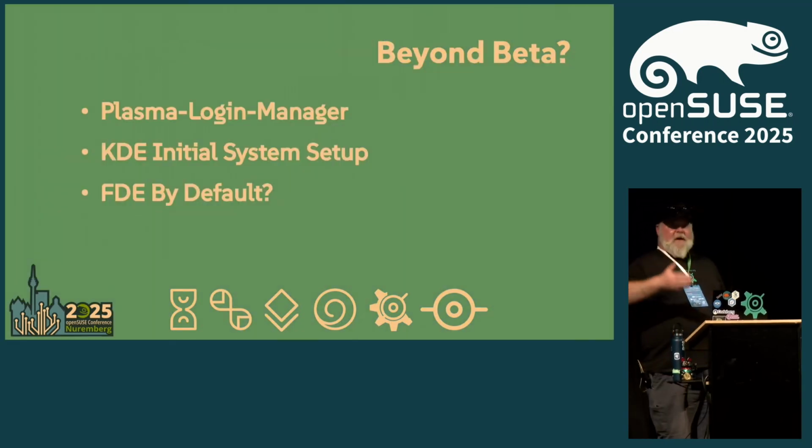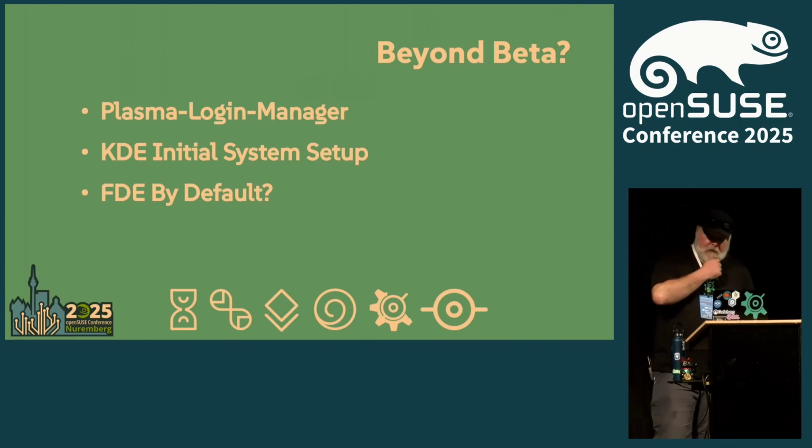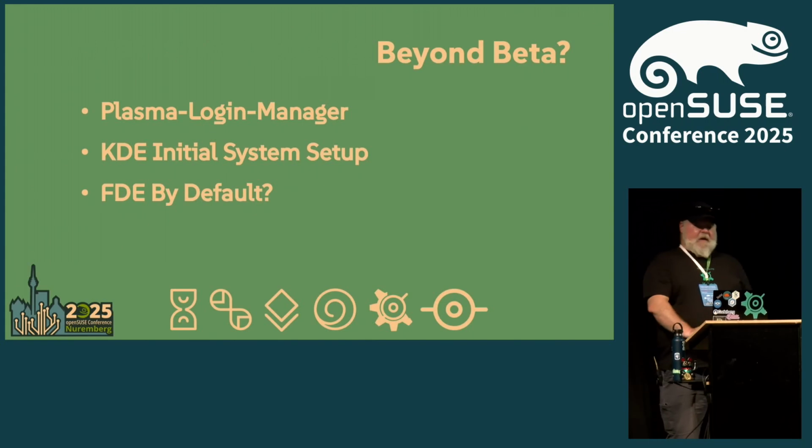So beyond beta, where I would like to get to, these first two are a couple of things that I'm just waiting on upstream for. KDE has forked SDDM and they're creating Plasma Login Manager, which should be very similar to GDM if you've ever used the GNOME platform, with all the integrations with the Plasma Desktop. They are also working on KDE Initial System Setup, which is very much like GNOME Initial Setup.